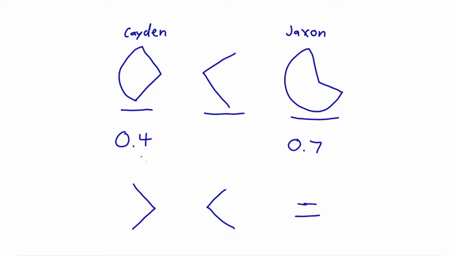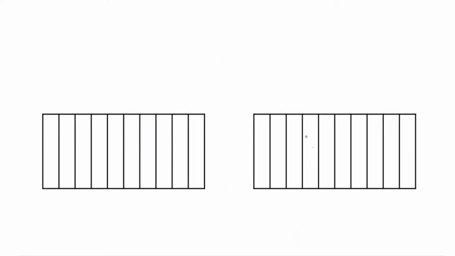Moving down to the decimals, 4/10 is less than 7/10. Now, if we wanted to look at this on a grid and use a model to do this, over here we'll put our 4/10, and over here we'll put our 7/10.